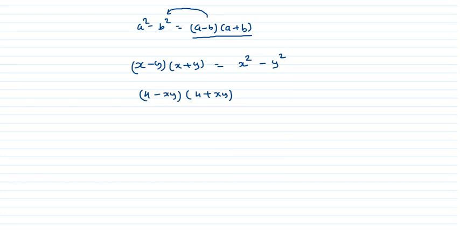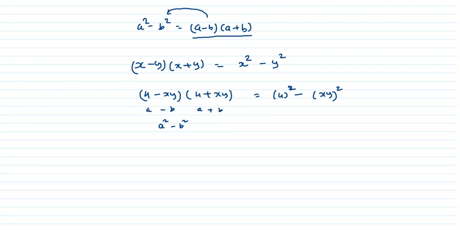If here xy, here also xy. Only the difference will be here, one case plus, another case is minus. So now what happened, this is your a minus b. See, if I write here like this, a minus b, here a plus b. So what happened, a square minus b square. Same thing here. So what happened, your first term square, that means 4 square, minus second term square, that is xy square.